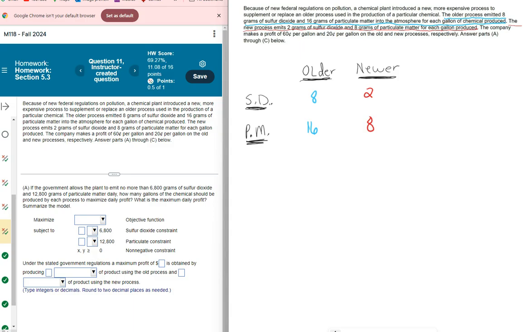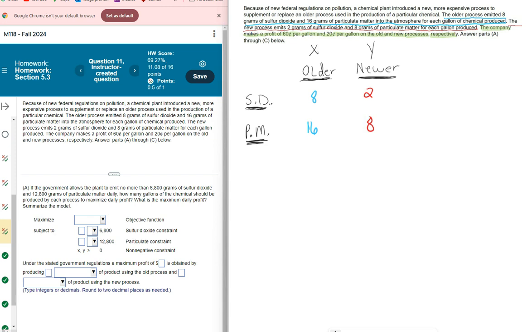8 grams across from particulate matter. But then it goes on to say, I'm going to try to use a highlighter here, the company makes a profit of 60 cents per gallon and 20 cents per gallon on the old and new processes, respectively. Okay, so I decided I was going to let X be my older and Y be my newer.